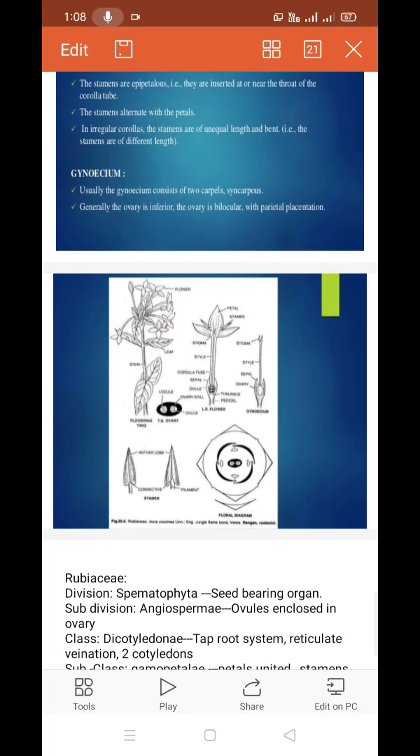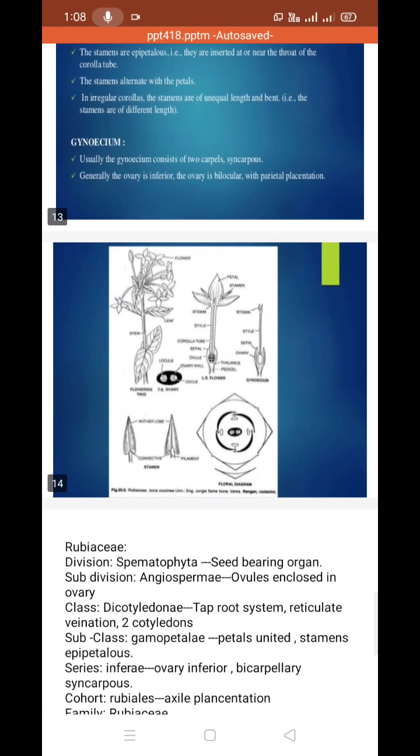On that style there is the stigma. These petals have the stamens attached. Then you have to see the figure of the gynoecium. In the gynoecium, at the base there is the ovary, which is covered by the sepals, then the long style, and on the apex there is the stigma.